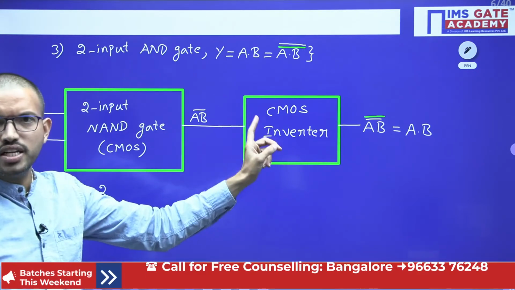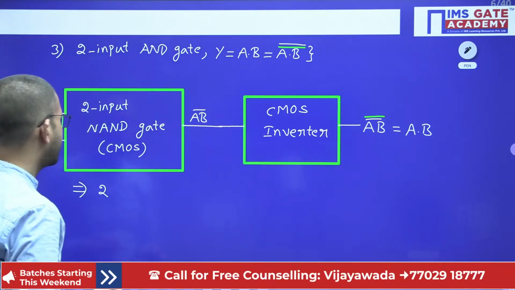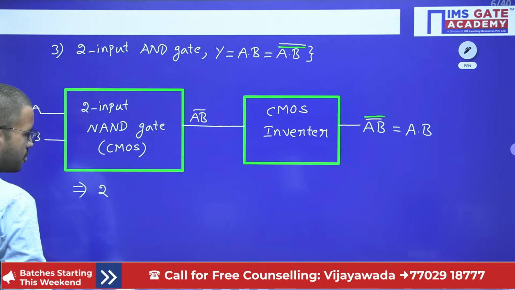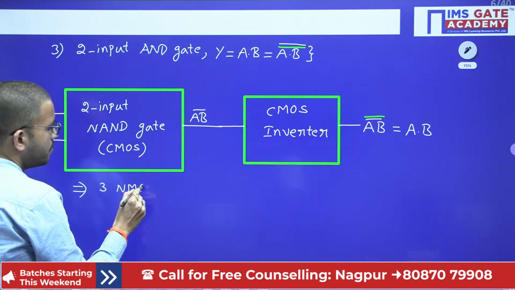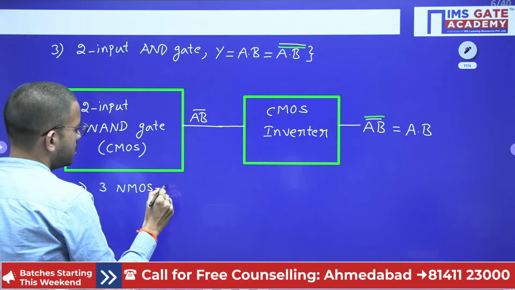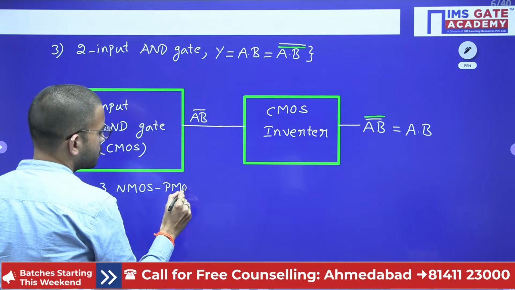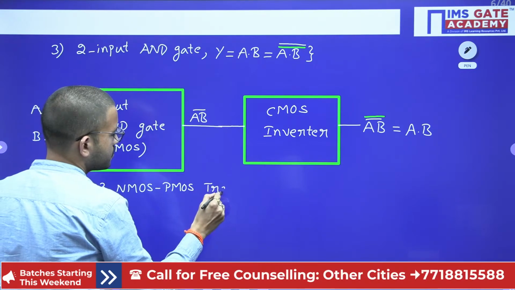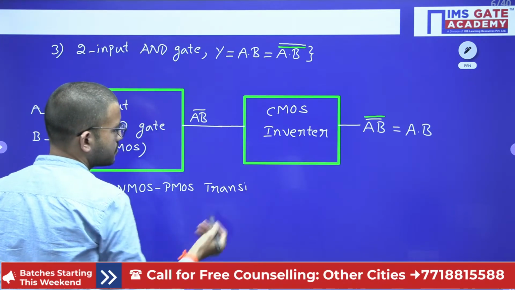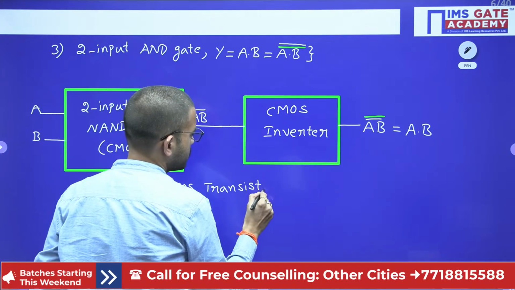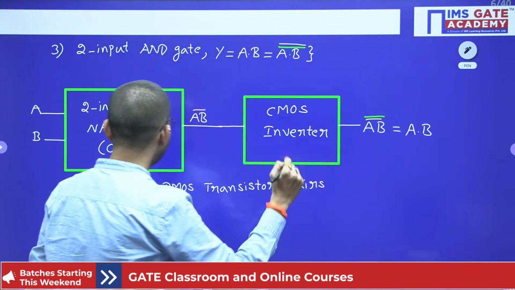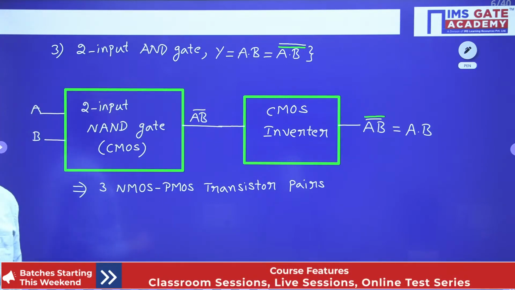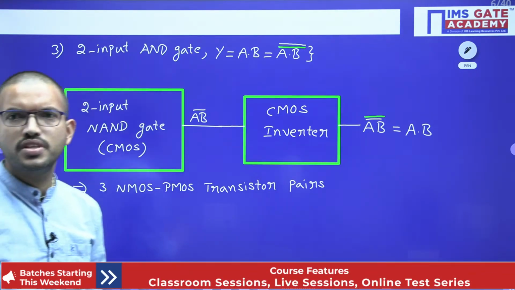So for implementing the 2-input NAND gate, we have used 2 NMOS PMOS transistor pairs, and for the CMOS inverter we have used 1 NMOS PMOS transistor pair, right? So together we require 3 NMOS PMOS transistor pairs. Okay, so this is about the AND gate.